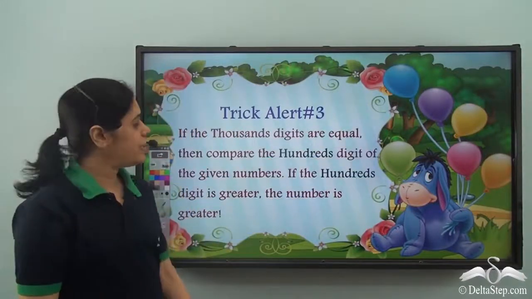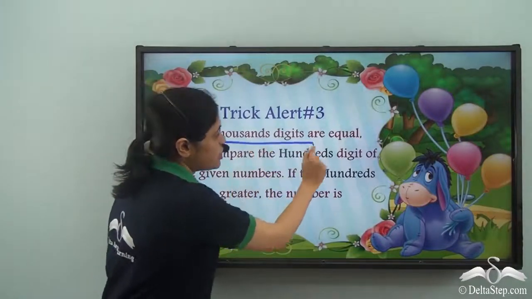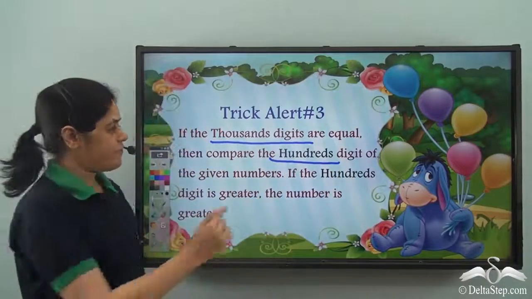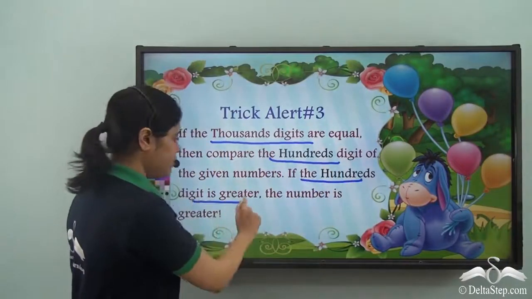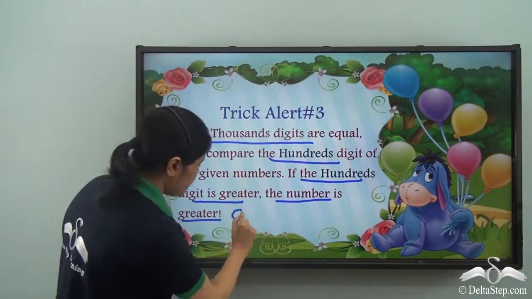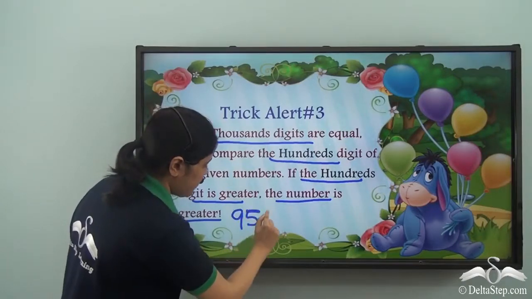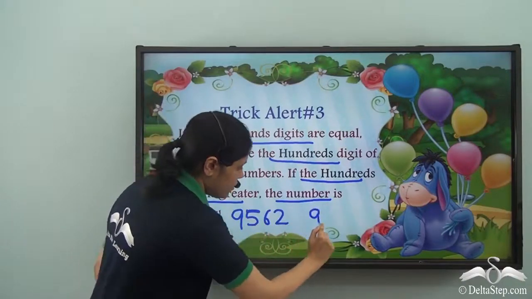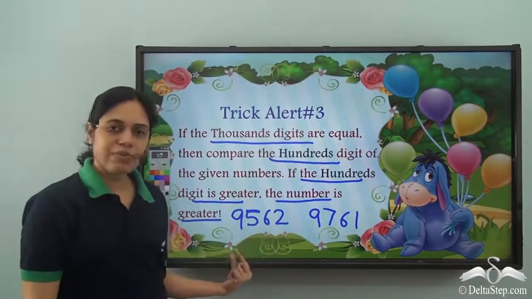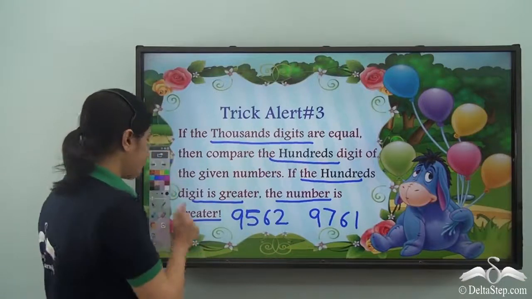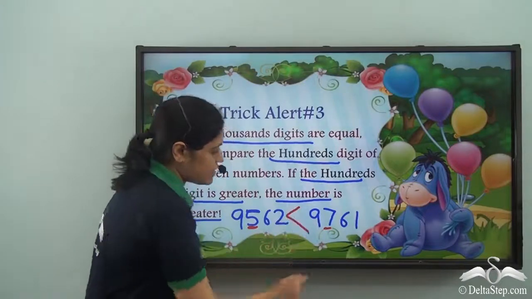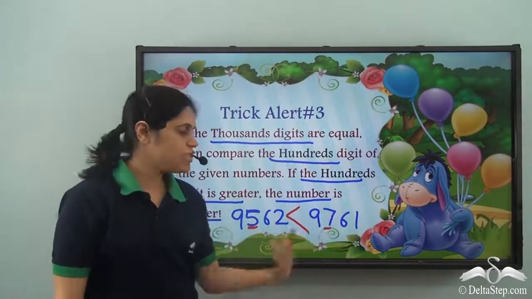What is the third trick? If the thousands digits are equal, then compare the hundreds digit. If the hundreds digit is greater, then the number is greater. So in two numbers, suppose the thousands digit is the same. Suppose this is a number and this is another number. The thousands digit is the same, which is 9. So we need to compare the hundreds digit 5 and 7. In this case, the hundreds digit is more. So this number is more.